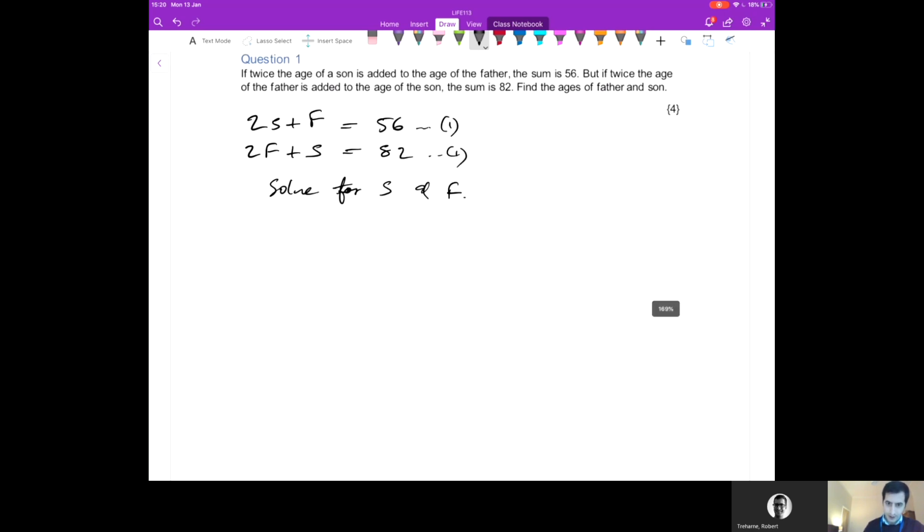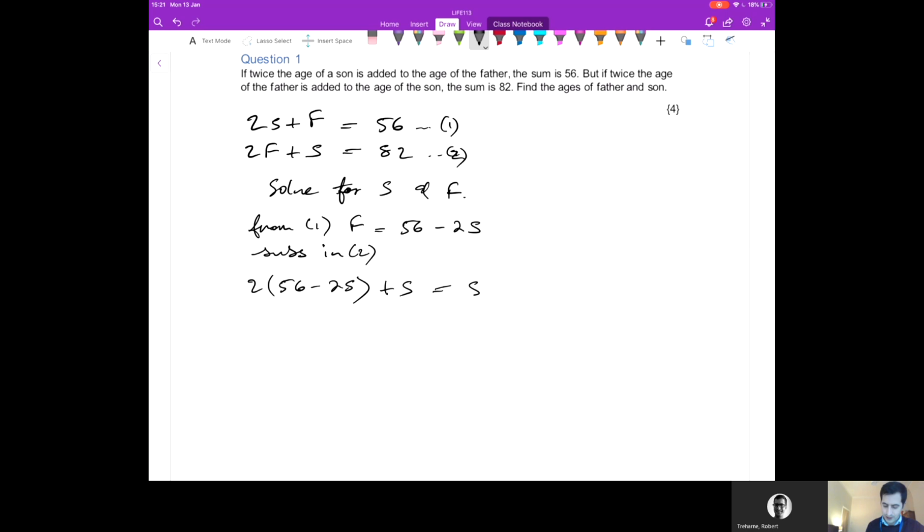Okay. So it doesn't really matter how you do this. I usually start with equation 1. And I will say from 1, I'm going to rearrange for f equals 56 minus 2s. And I want to substitute in, well, that's a 2 there. So if I substitute that in, I've got 2 times (56 minus 2s) plus s is equal to 82.